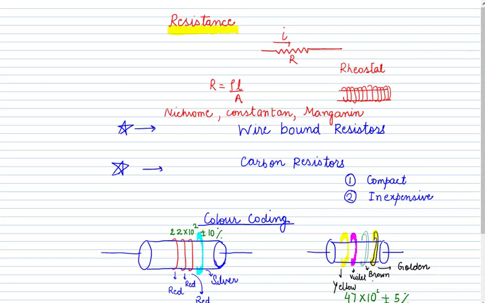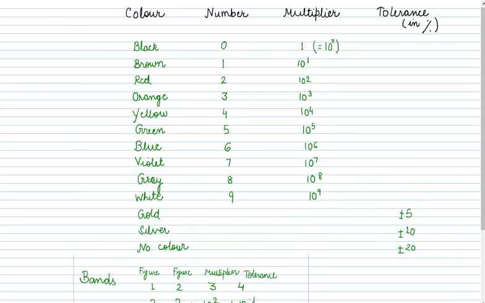Now the thing is how to remember the column. We have to use a trick to remember it. What is the trick? Just remember the color with the figure, because once you know the figure, you can do the multiplier and put it in 10 to the power. Whenever we want to make a trick, we use only the initial letters. So this is B, R, O, Y, which is B, Roy. Then G, B, V, G, W, G, S, N.